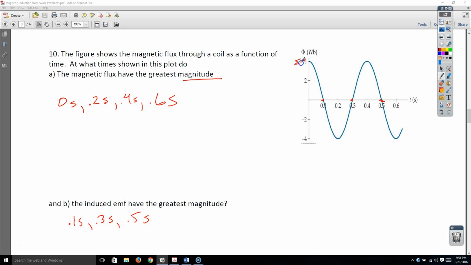So here this would be 0, here your EMF would be 0, here your EMF would be equal to 0, and here your EMF would be equal to 0, and that's where the flux has got the greatest magnitude. EMF would have the greatest magnitude at the points where our flux is actually 0.